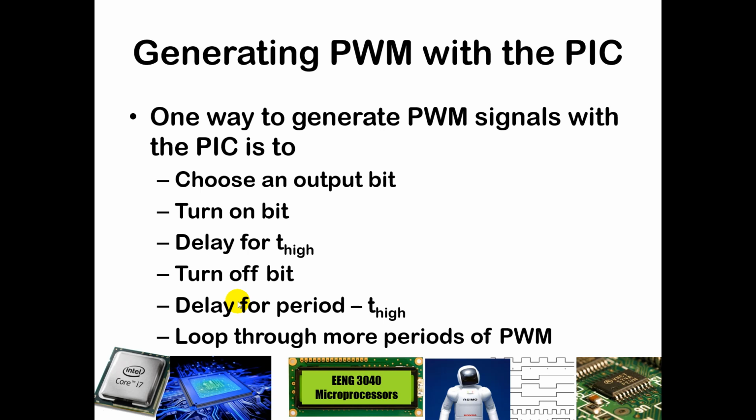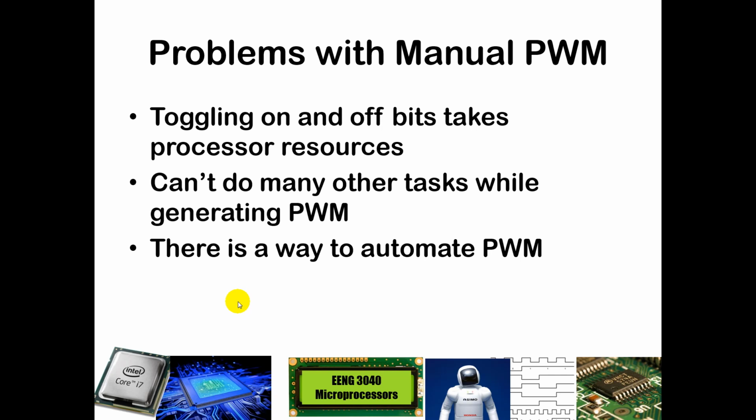Well, we could brute force it, meaning that we're going to choose one of our output pins to be the output bit. We're going to turn on that bit, delay for however long we want that signal to be high, turn it off, and then delay again. Very similarly to what we did in the music lab. So in the music lab, we had 50% duty cycle, but now we are going to choose a different duty cycle depending upon how quickly we want this motor to go. And then we can just continually loop through, generating more periods of our pulse width modulated signal at our desired duty cycle. Well, that will work, but there are some problems with doing it that way.